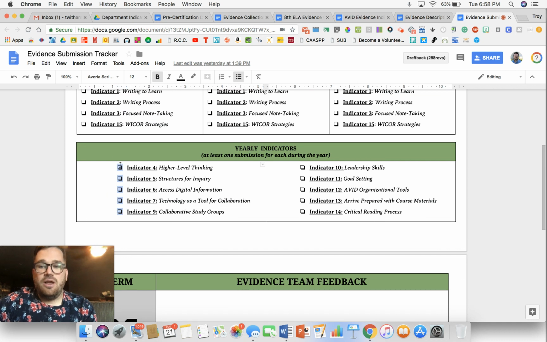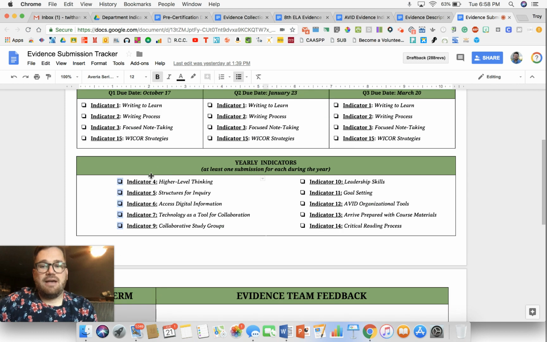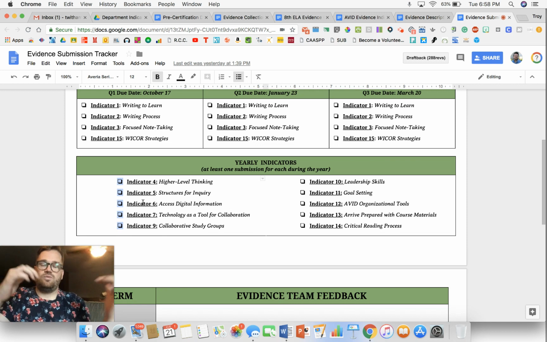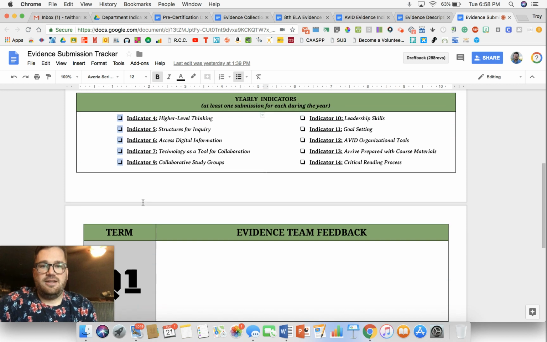So now when I hand the teacher back their submission tracker, they would have one of the semester indicators checked off. So they're done with one. They only have one more to do. Then they have these 4 checked off for quarter one. And they already have 3 indicators for the yearly indicators done. And we check this off and hand it back to them. So now they have a visual way to reference what they've already submitted and other things that they can focus on within their planning and instruction.